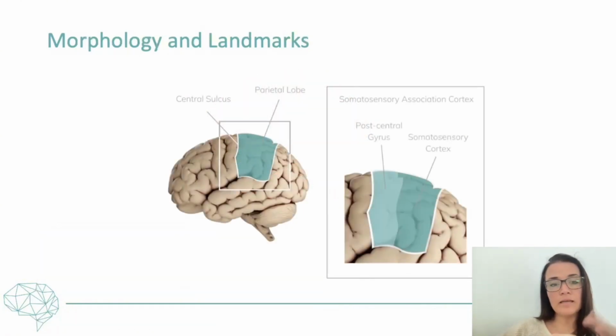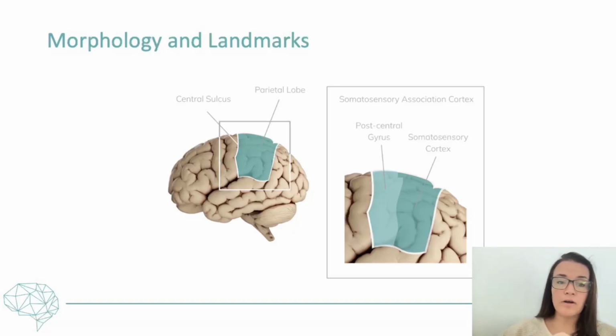All right, and then looking again at our lateral fissure and our central sulcus, we now want to go slightly posterior to the central sulcus, above the lateral fissure, and anterior to the temporal lobe, and there we have our parietal lobe. So the parietal lobe is home to the somatosensory association cortex and the post-central gyrus.